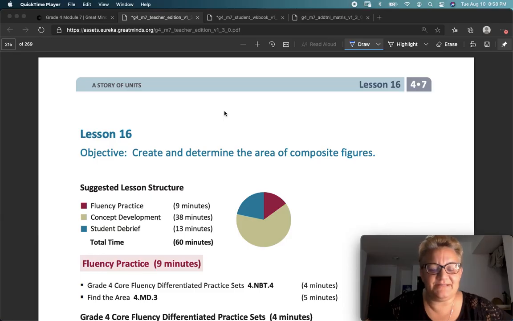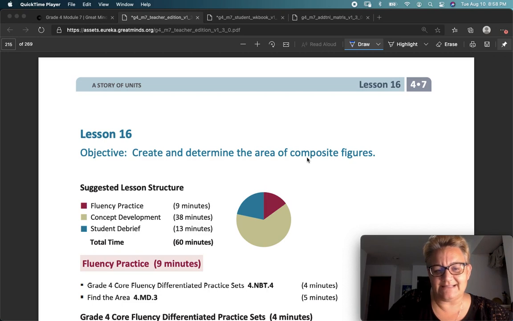Hello, fifth graders. This is Eureka Math, and we are still practicing some fourth grade skills. So this is fourth grade, Module 7, Lesson 16, and we're just reviewing some things before we dig into Module 1 for fifth grade. So, Lesson 16. Our objective today is to create and determine the area of composite figures.